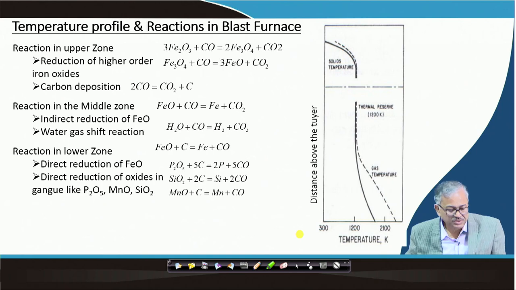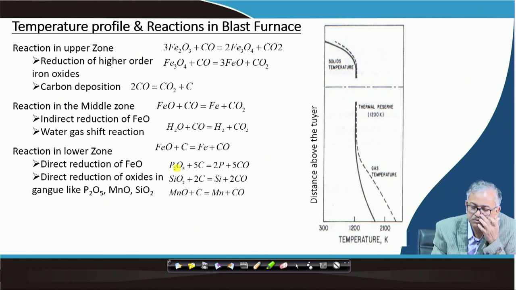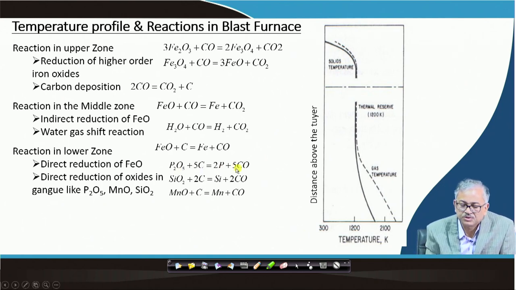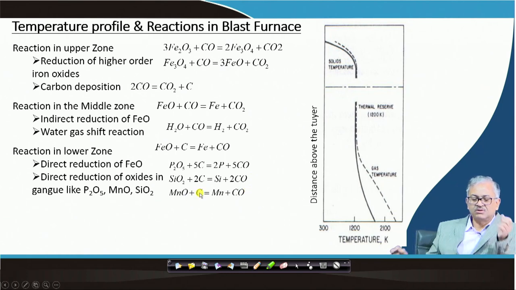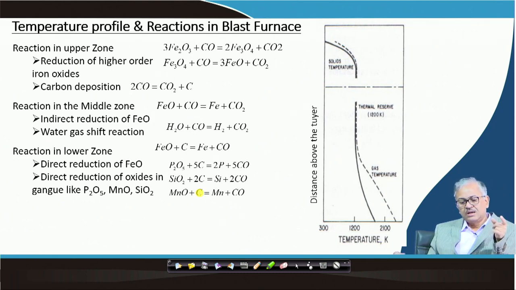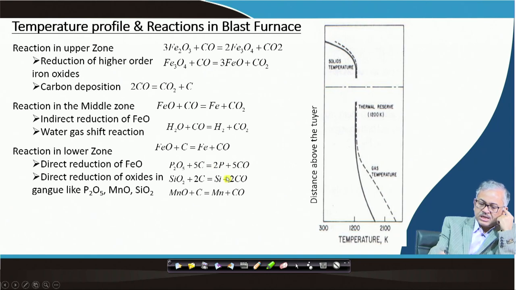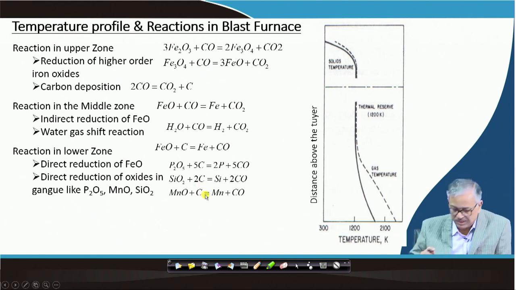Other direct reductions mean P2O5, phosphorus pentoxide, reacting with the carbon forming phosphorus and CO, and then silicon oxide reacting with the carbon forming silicon, and manganese oxide plus carbon forming Mn plus CO. So all these reactions are called direct reduction, because carbon directly participates and they form there. So this type of direct reduction is highly endothermic, and they take place in the lower part of the furnace.